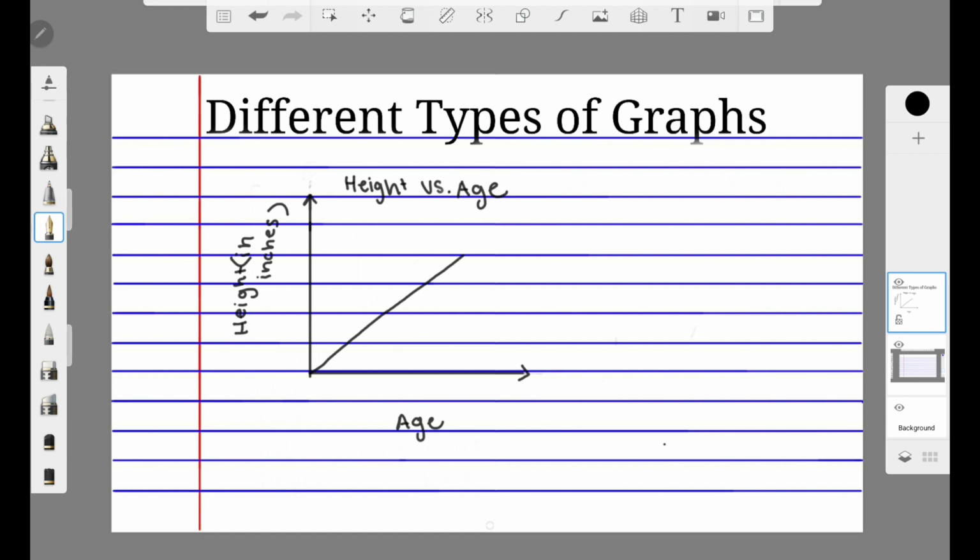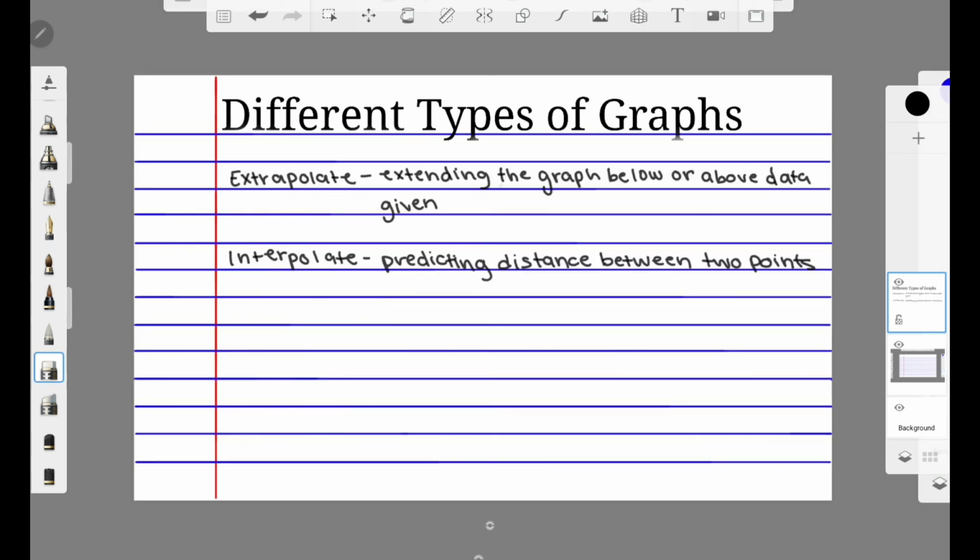Your continuous line graph would look something like this. It has a title, labels, and if necessary, the unit, and your x and y variable.